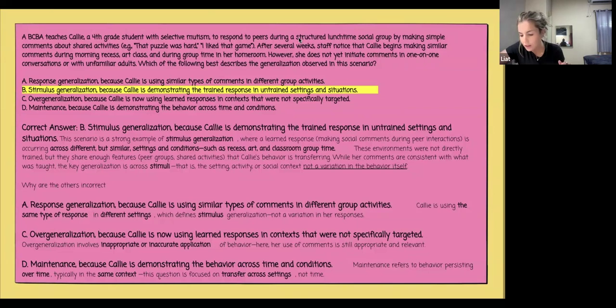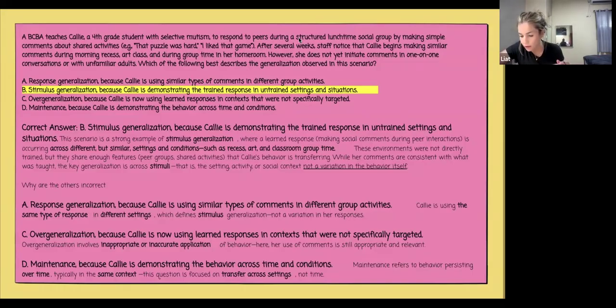It's not overgeneralization because Callie is now using learned responses in contexts that were not specifically targeted, right? Overgeneralization involves inappropriate or inaccurate application, right? That's when you think like every old person with wrinkles is your grandma.